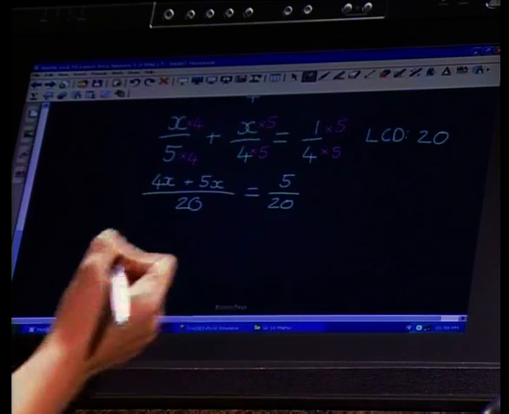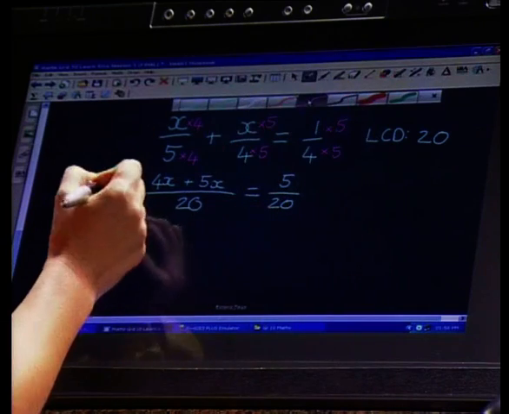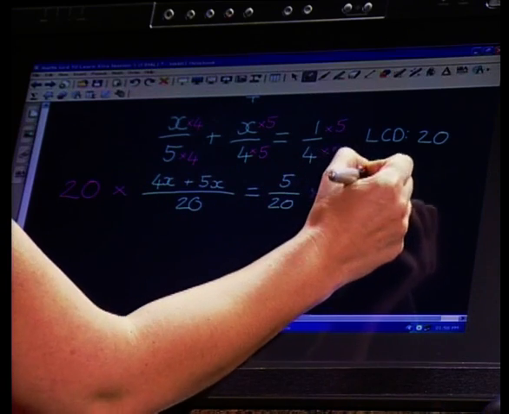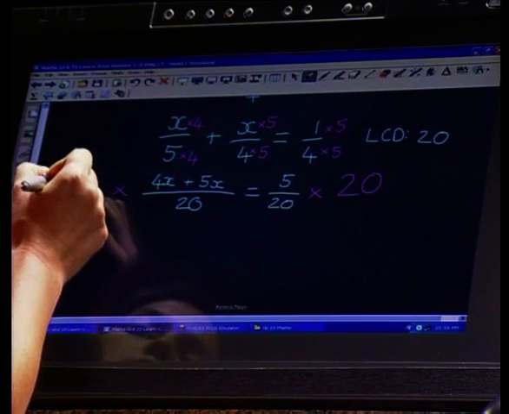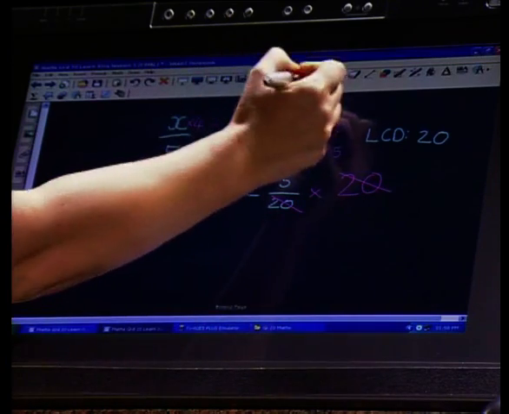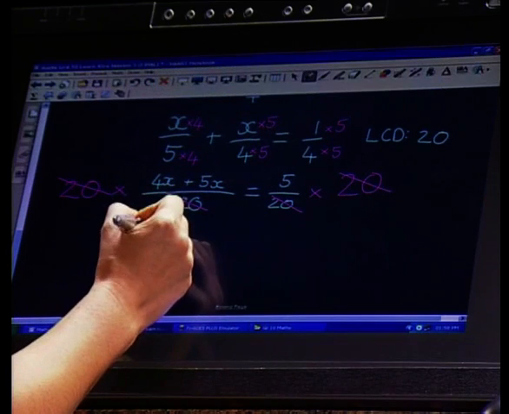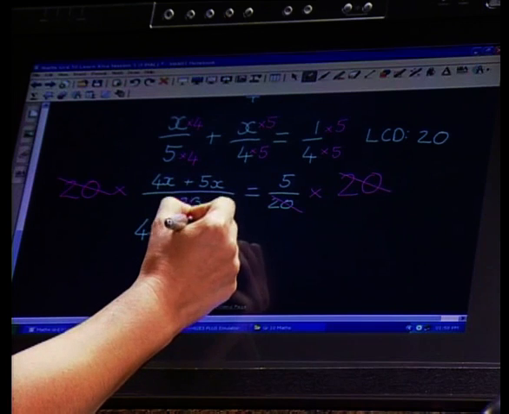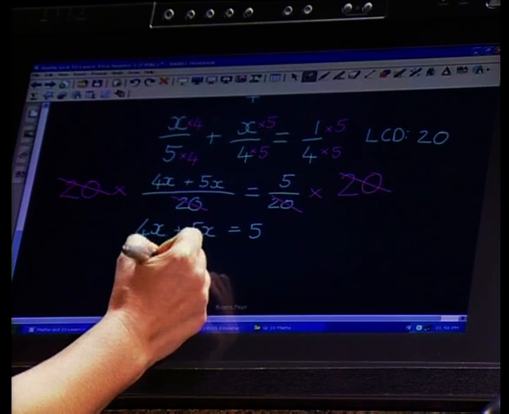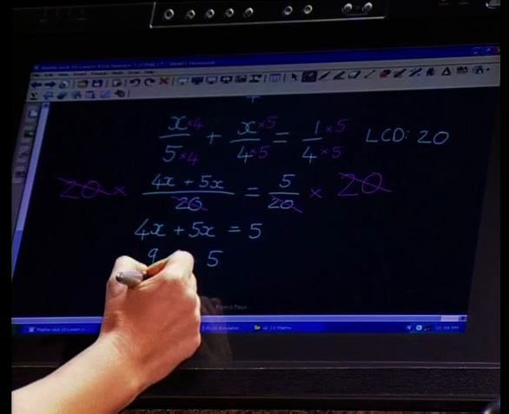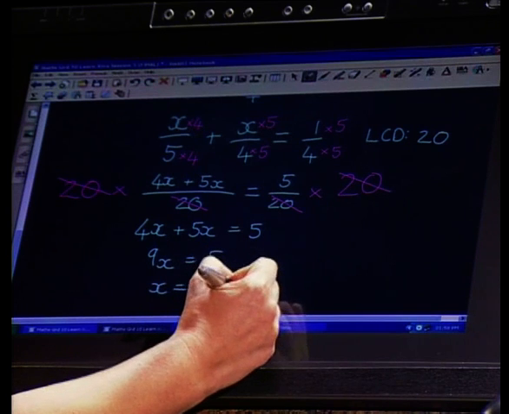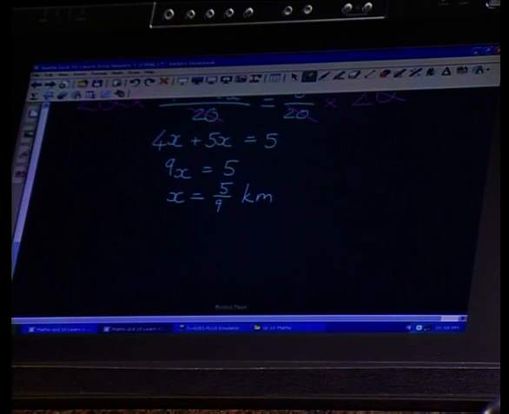What can I do to the denominators? Well, I can just drop them. To show you how that's done, I am multiplying both sides by 20, which then, of course, when you multiply fractions with fractions, you can do some cancelling with top and bottom, and you now have 4x plus 5x is equal to 5, which means 9x is equal to 5, meaning that the distance to the bus stop is 5 over 9 kilometers.